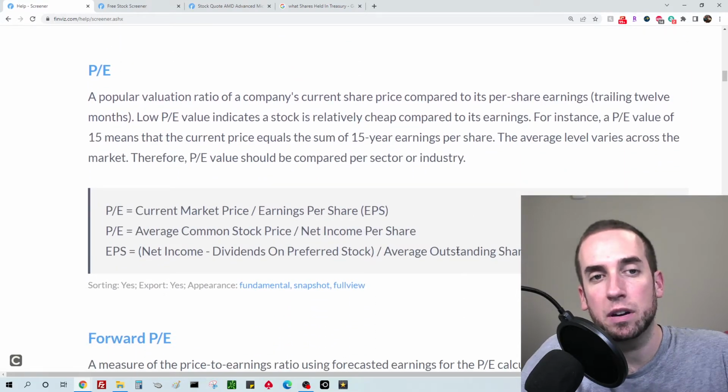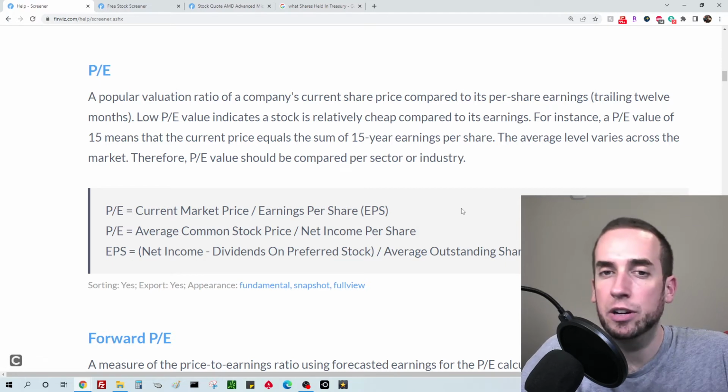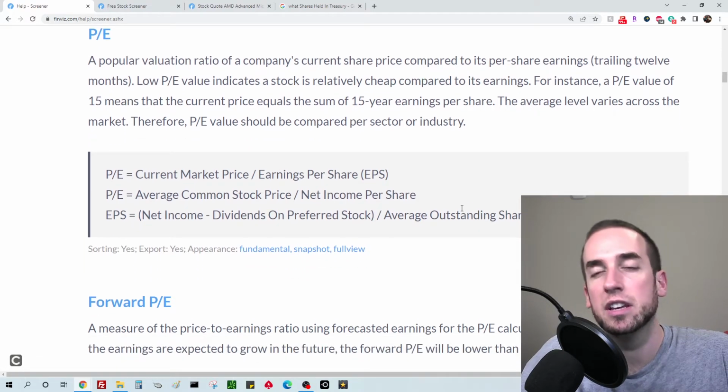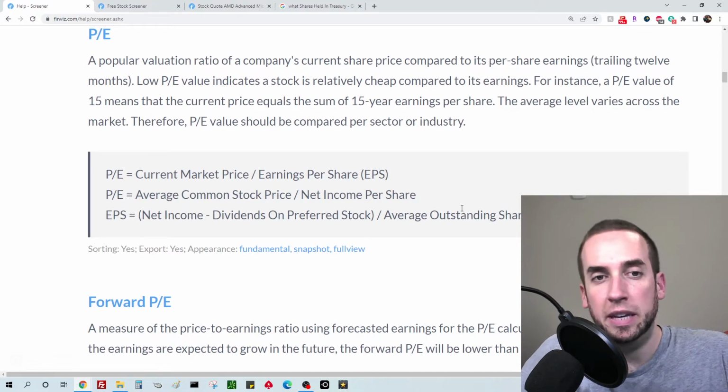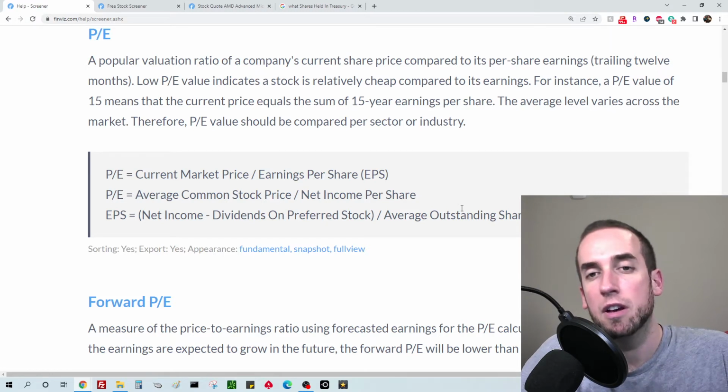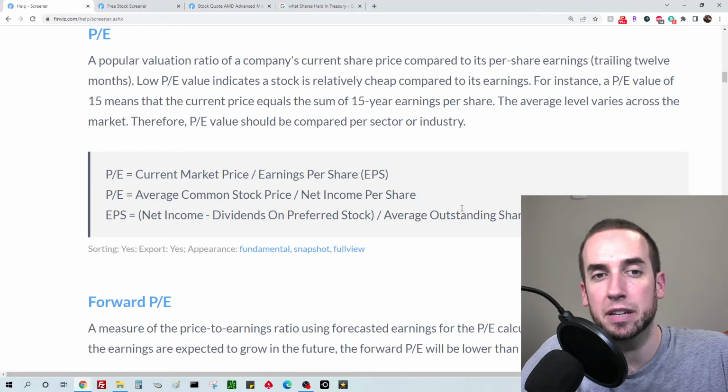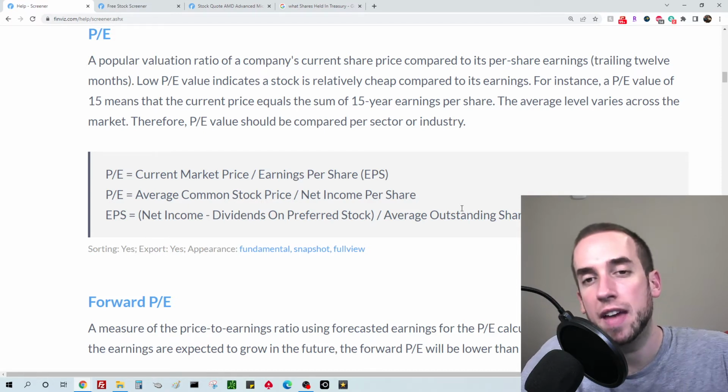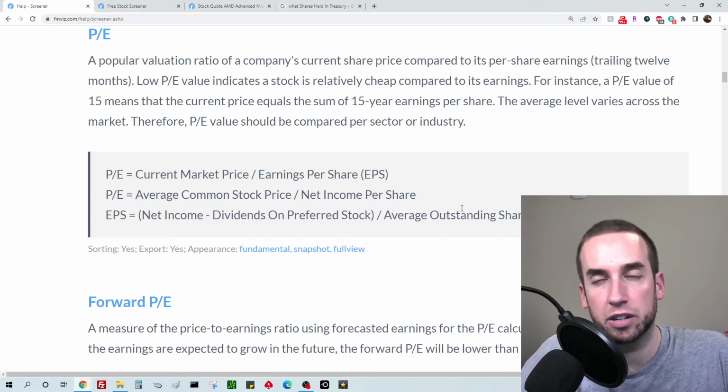PE, a popular valuation ratio of a company's current share price compared to its per share earnings (trailing 12 months). A low PE value indicates a stock is relatively cheap compared to its earnings. For instance, a PE value of 15 means that the current price equals the sum of 15 years of earnings per share. The average level varies across the market, therefore PE value should be compared per sector or industry.